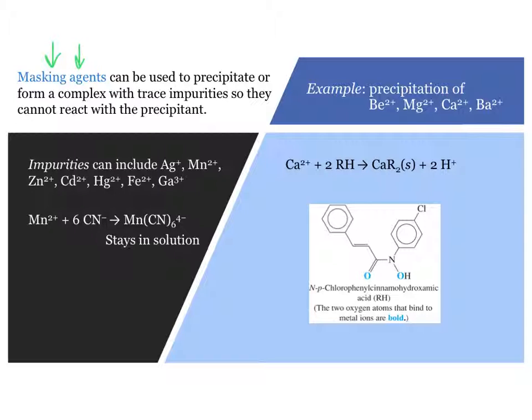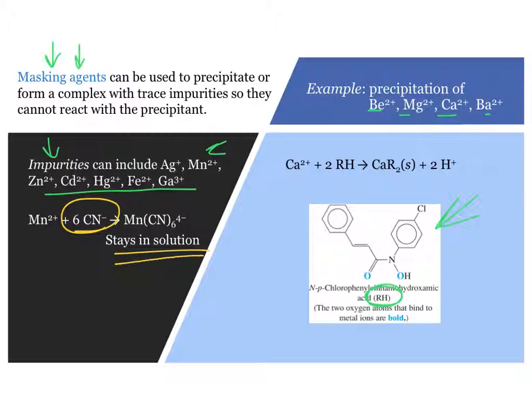For example, if we wanted to determine the concentration of beryllium, magnesium, calcium, or barium with N-para-chlorophenylcinnamohydroxamic acid, which is usually just called RH for obvious reasons, we see that similar ions such as silver, manganese, zinc, cadmium will also react with RH. If we treat the solution with a significant amount of cyanide, CN-, before adding the precipitating agent, cyanide will form soluble complexes with these interfering ions that keeps them in solution and keeps them from reacting with our precipitating agent.